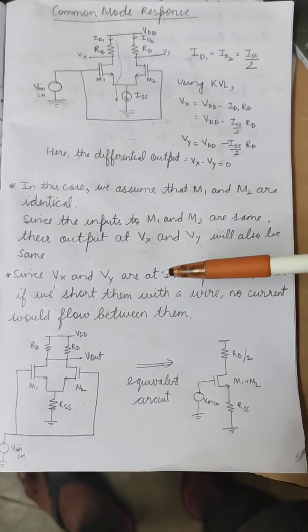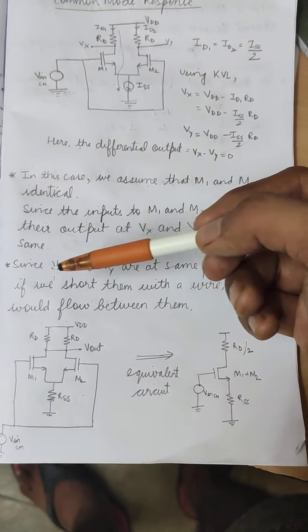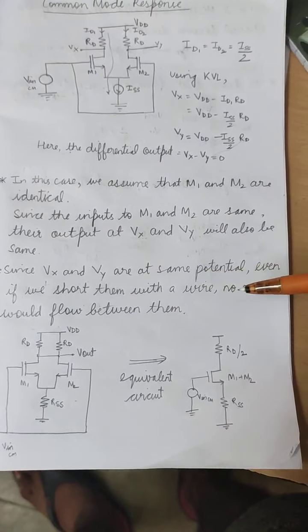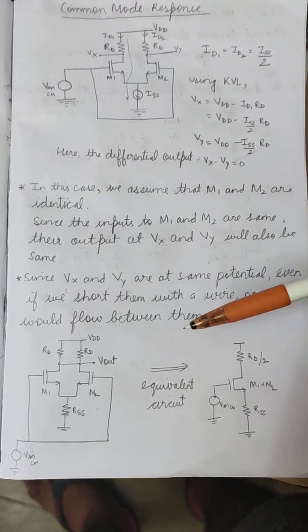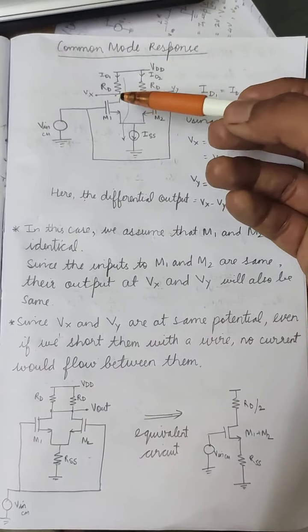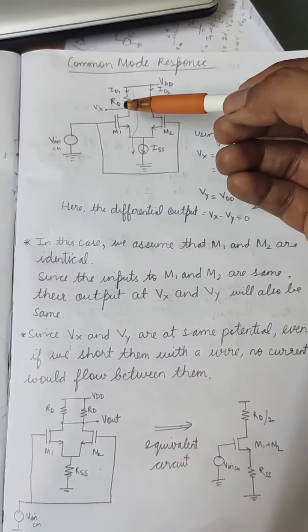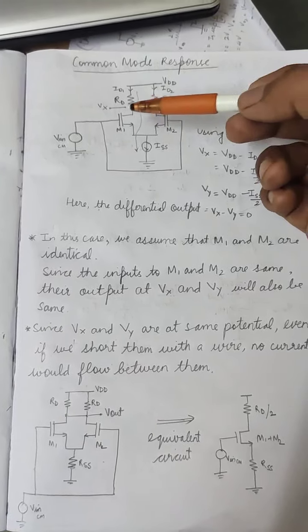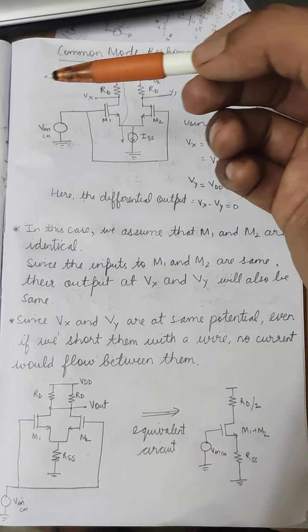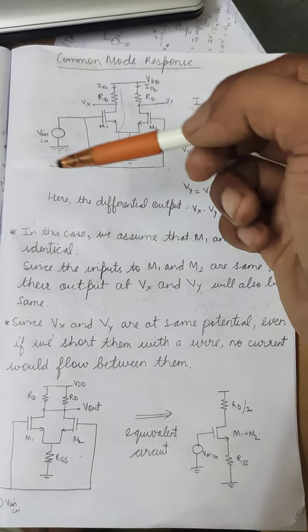Since Vx and Vy are at the same potential, even if we short them with a wire, no current would flow between them. We know very well that if any two points are at the same potential, no current flows through them. So even if I connect these two points with a wire, no current will flow through them, because both have the same output voltage, right?